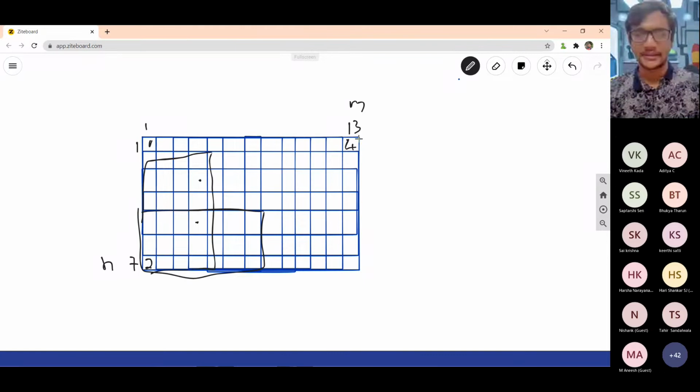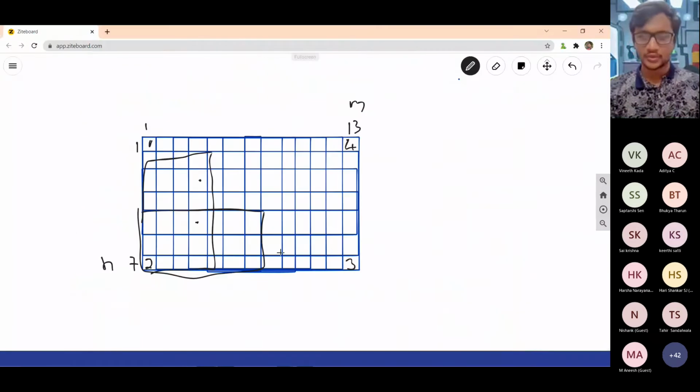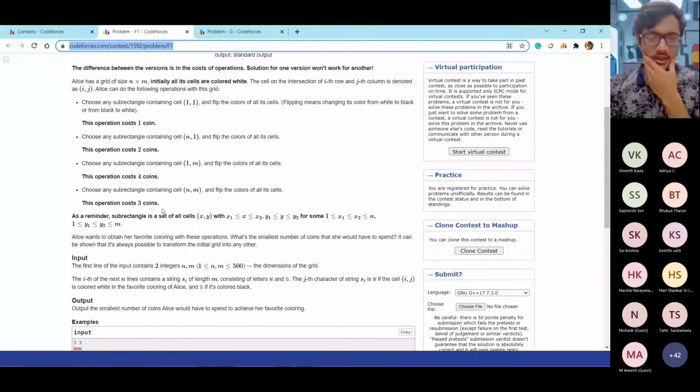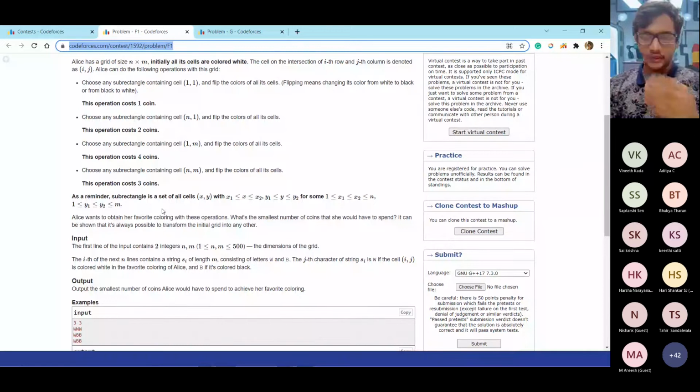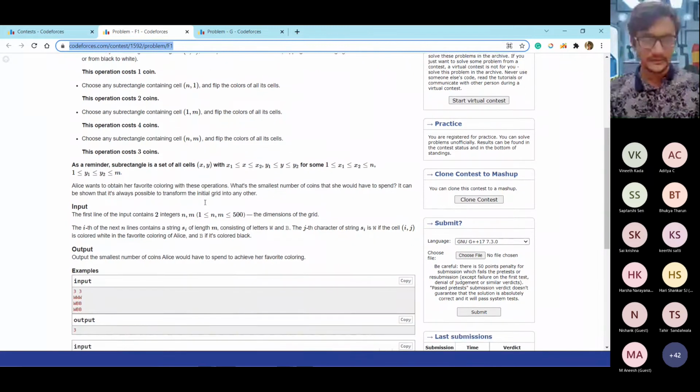If you take any subrectangle that contains this cell, then you can do it in 4 coins. And then finally, if any subrectangle contains this cell, you can do it in 3 coins. I guess the problem idea is clear. These are the 4 operations which you can do with cost 1, 2, 3, 4. And you would flip the color of the cells that are there in that particular rectangle, right? There is a definition of the subrectangle which I guess is clear.